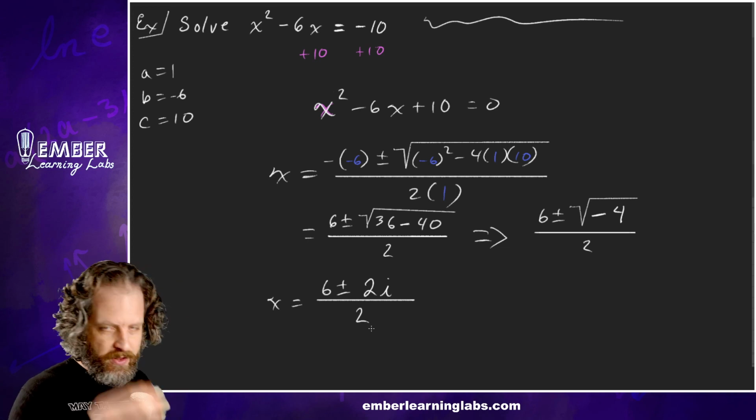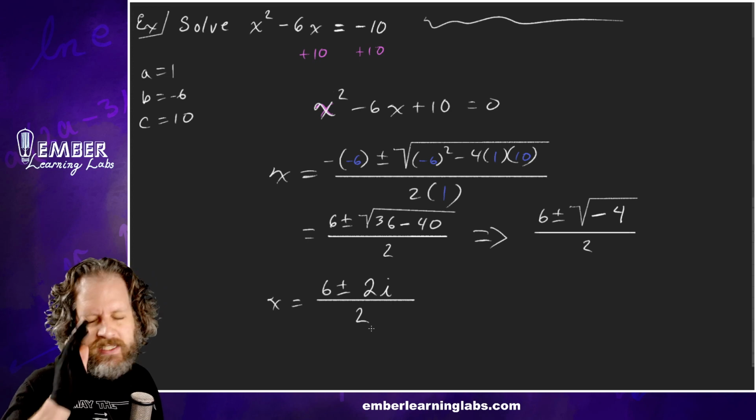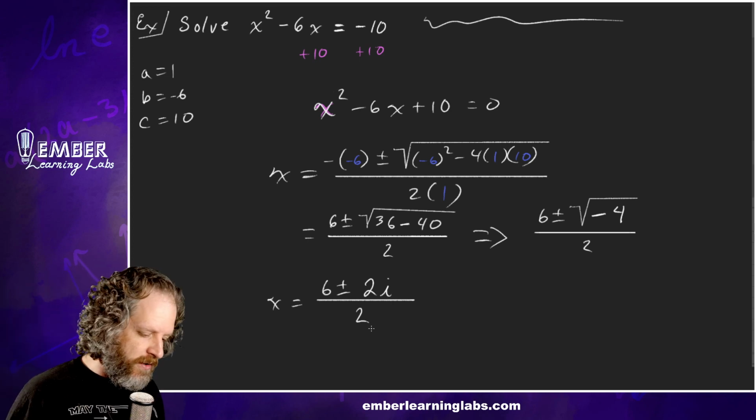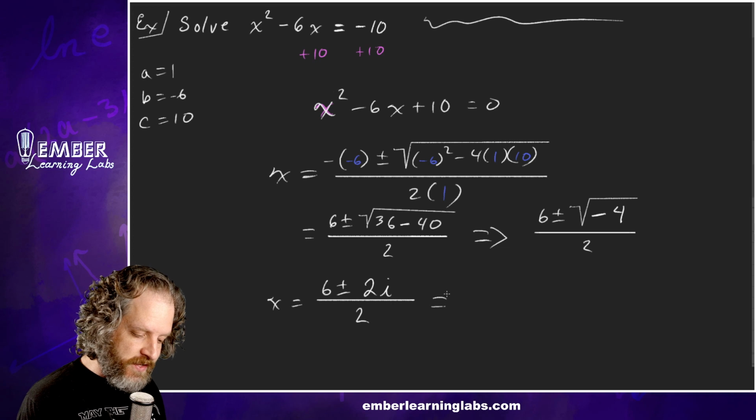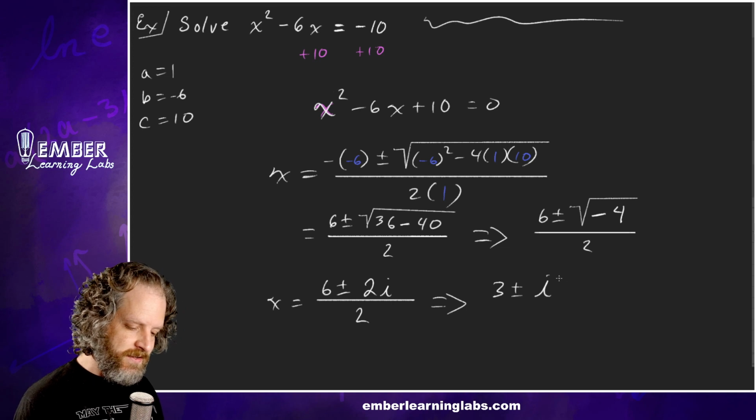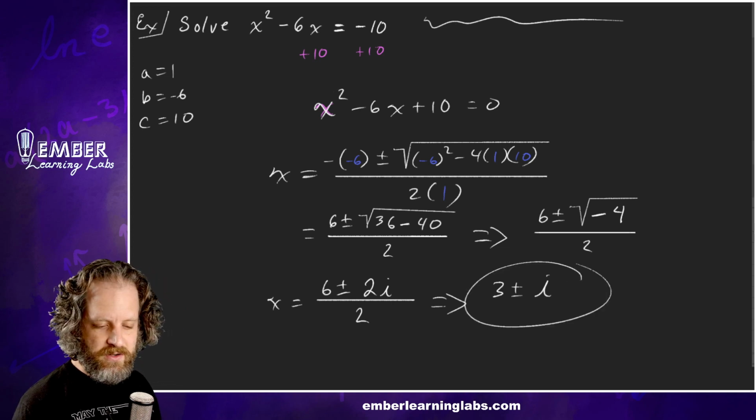Now, the same thing we did in the last one. Was it the last one? I don't know. One of the previous examples, whatever. It's all going by. It's in a blur. We can divide everything by 2. And so this can turn into 3 plus or minus i. Right? There we go. Almost done.